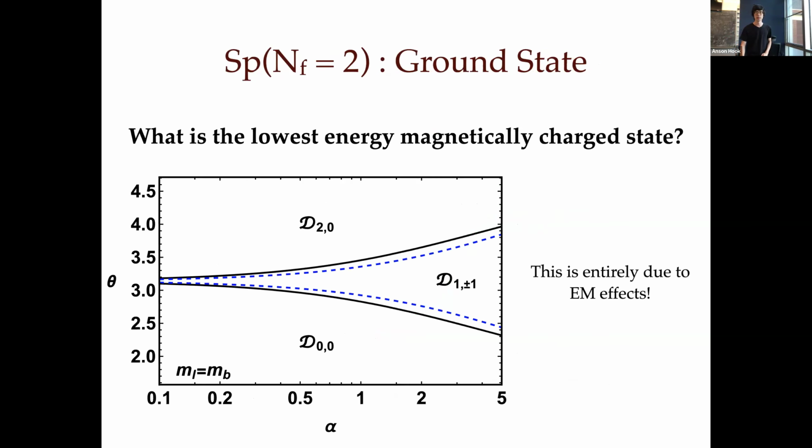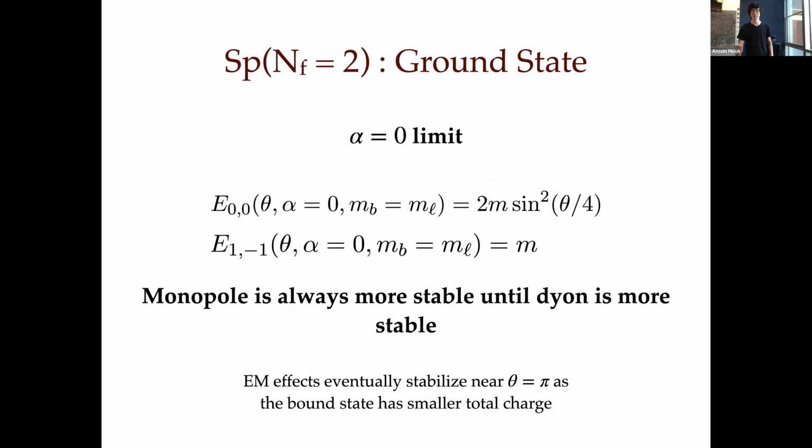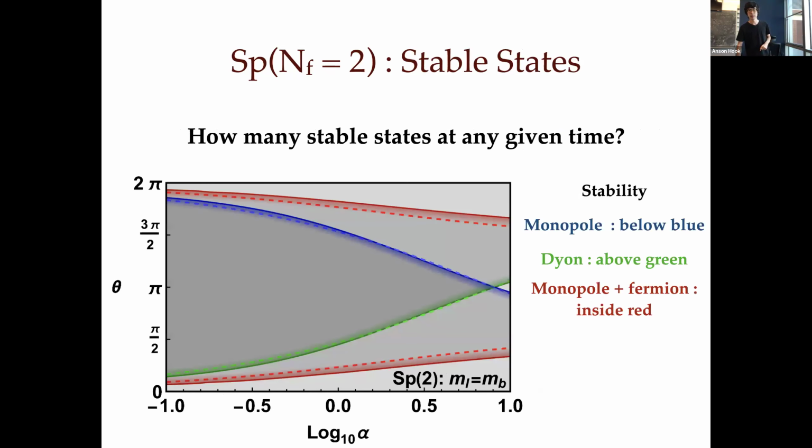Okay, so it turns out this effect here of the monopole plus an electron or proton being lower energy than the monopole state by itself is entirely due to electromagnetic effects. And so it's only important near theta equals pi. I'm really out of time, so I won't go into the details, but you can actually show that this is all electromagnetic. And so you can show, for example, the number of stable states at any given point.